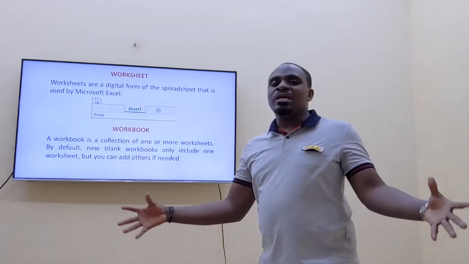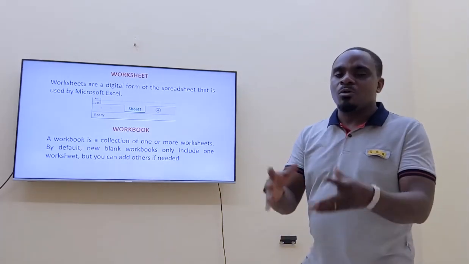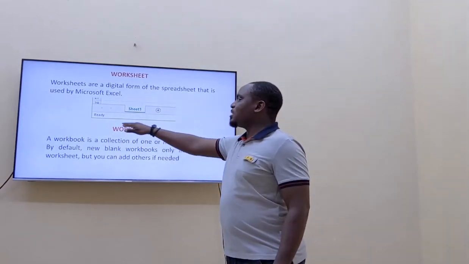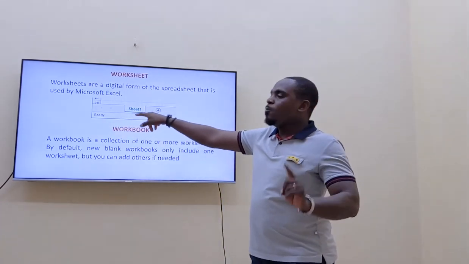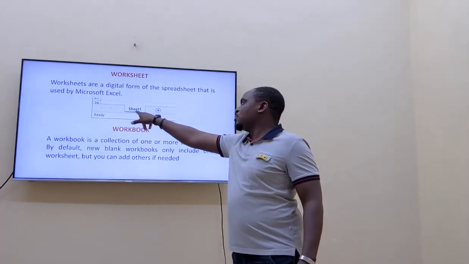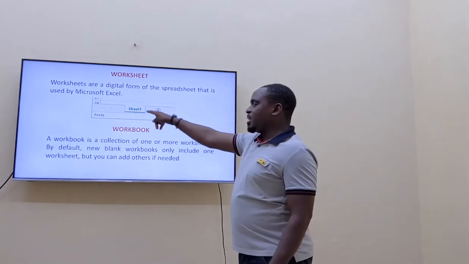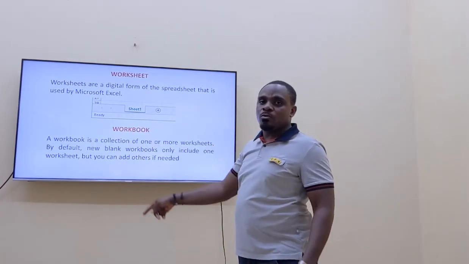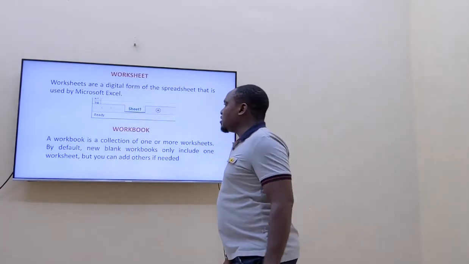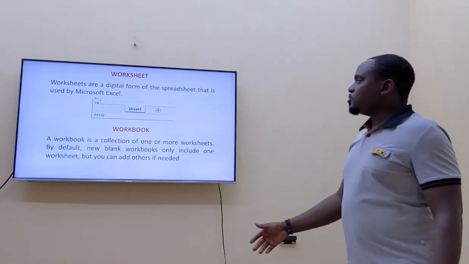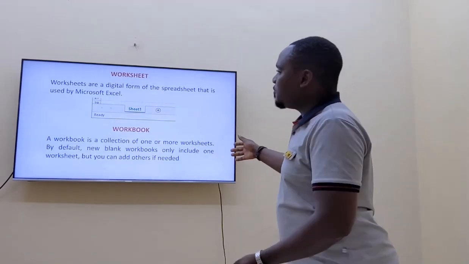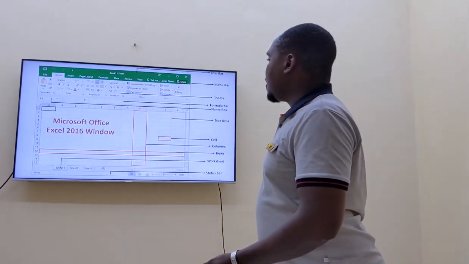Then the workbook is a collection of one or more or all your worksheets. For example, we are looking at the status bar of a particular spreadsheet here, and you can see that we are currently on Sheet1, which is renameable. You can rename this, but when we talk about Excel, we'll look at how you can rename this worksheet to something else that will be easy for you to recognize. So on the next slide now, we're going to be looking at more features of Excel.